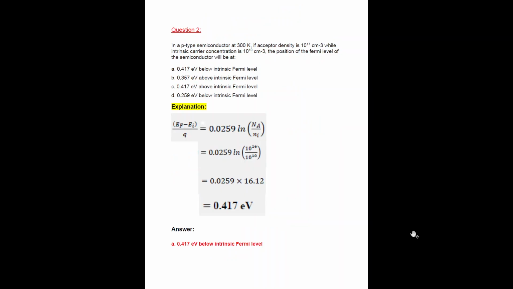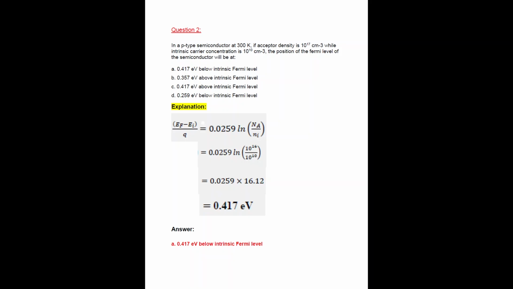So question number 2 was saying: in a p-type semiconductor at 300 Kelvin, the acceptor density is 10 raised to power 17 centimeter cube inverse, while the intrinsic carrier concentration is 10 raised to 10 centimeter cube inverse.